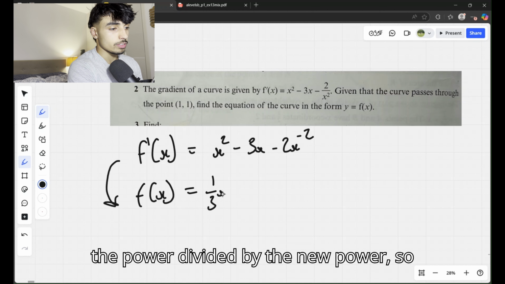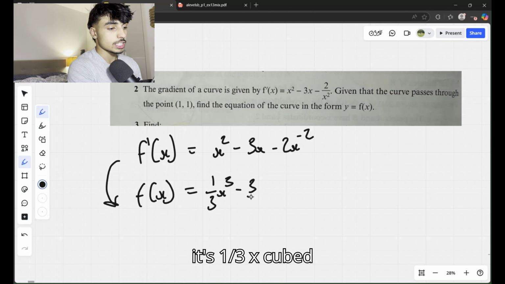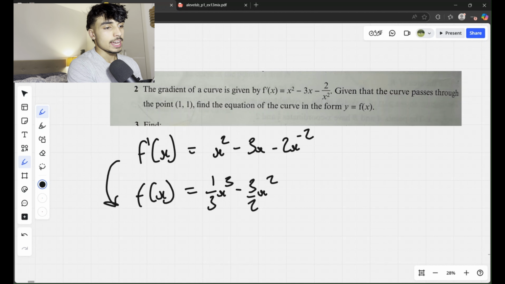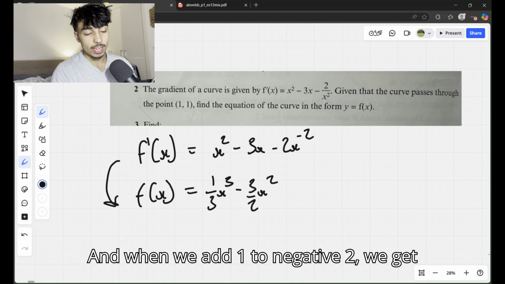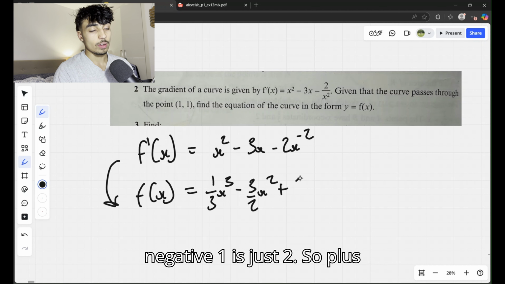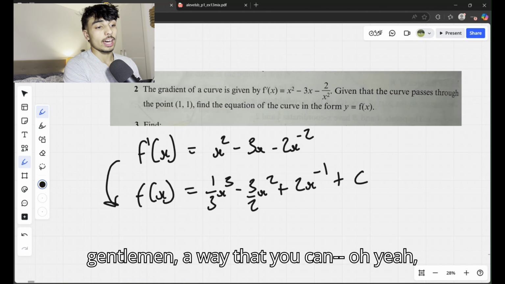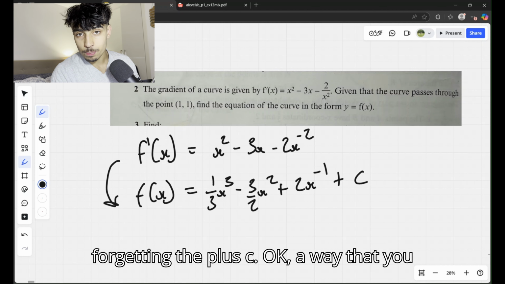So we add 1 to the power and divide by the new power. So it's 1/3 x cubed minus 3 over 2 x squared. And then when we add 1 to negative 2, we get negative 1. Negative 2 divided by negative 1 is just 2. So plus 2x to the negative 1. Now, ladies and gentlemen, and oh yeah, the plus c as well. Can't be forgetting the plus c.